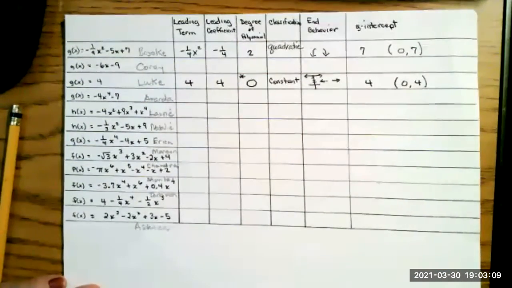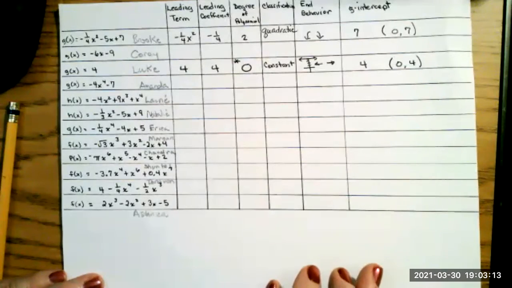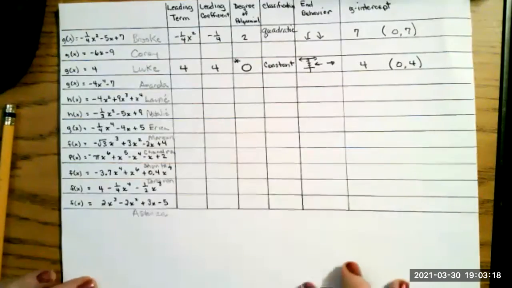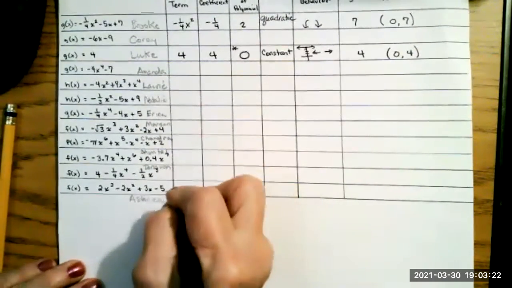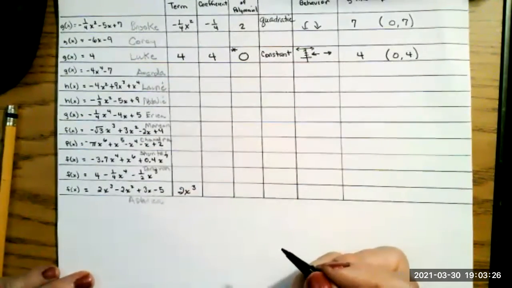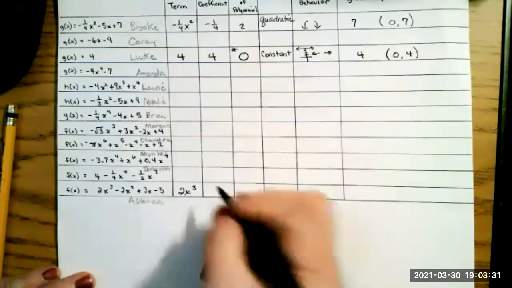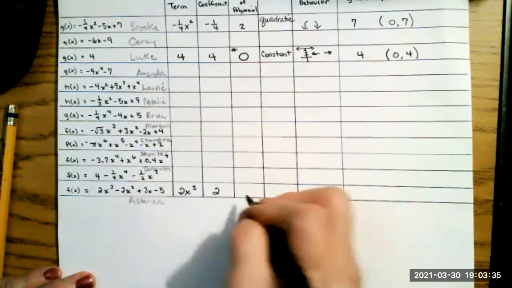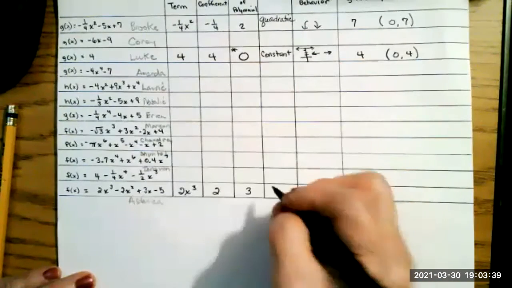All right. Who else is ready? I'm ready. Who's that? Astanika. Okay, Astanika's down here. What's your leading term? 2x to the 3rd power. Good job. What's the leading coefficient? 2. Okay, I'm sorry, I didn't hear you. What is the degree of the polynomial? 3. What is the classification? Cubic. Good job.